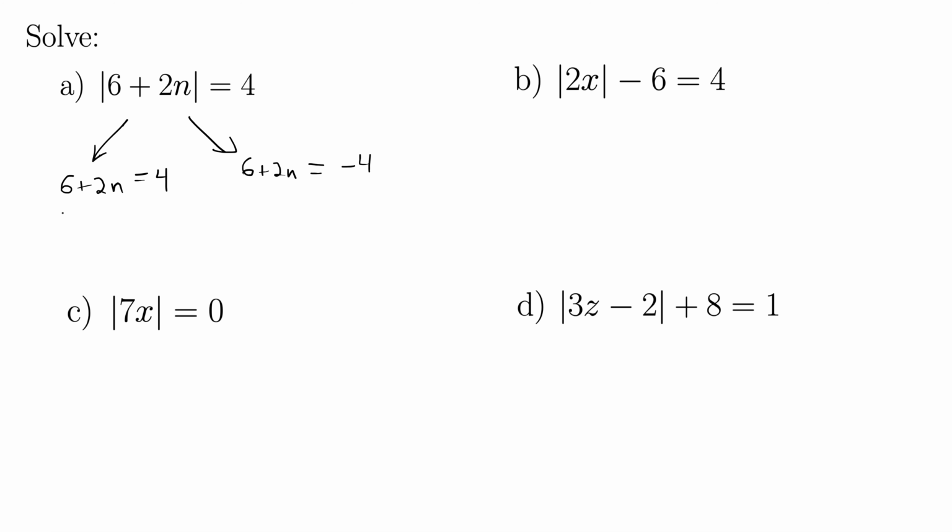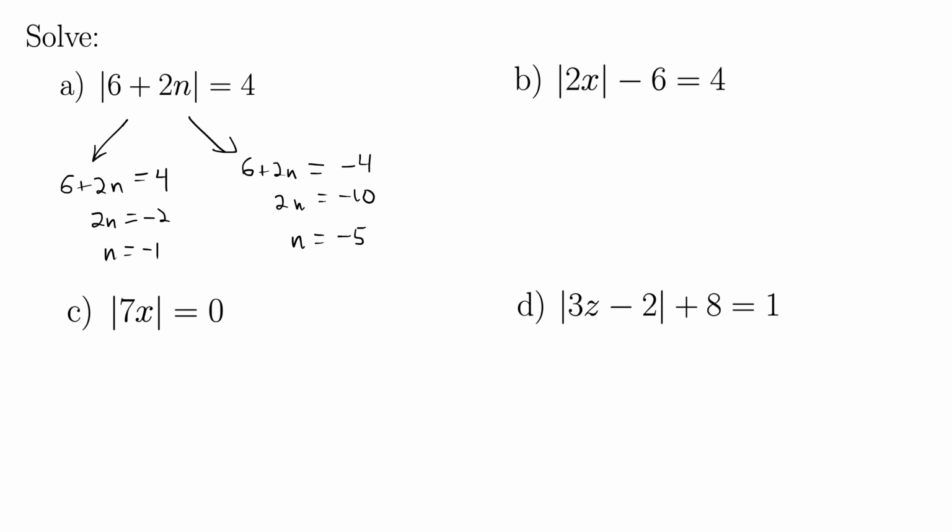So subtracting 6 from both sides, on the left one here we have 2n equals negative 2, divide by 2, n equals negative 1. Over here we'll subtract 6 on both sides, 2n equals negative 10, divided by 2, n equals negative 5.